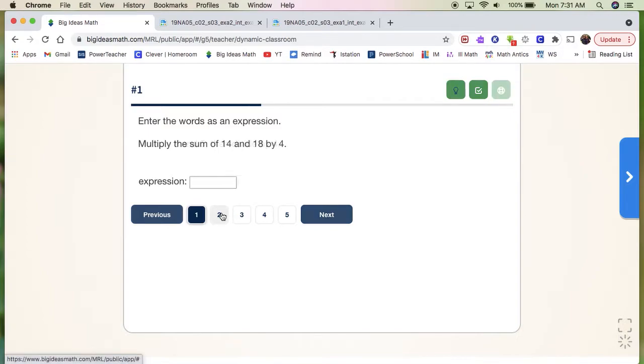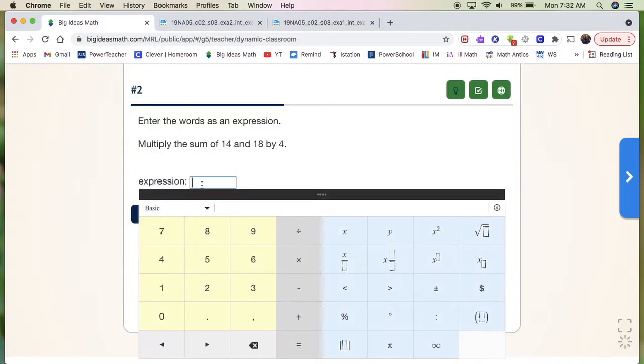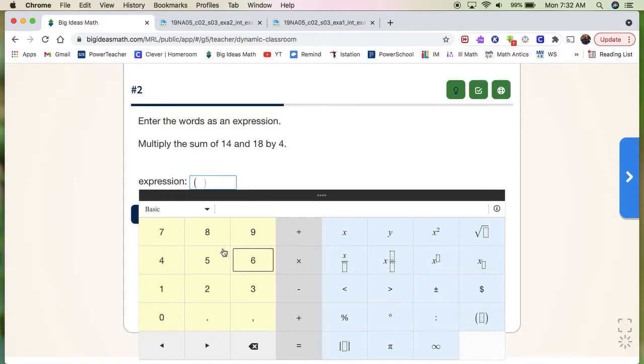Let's try the next one. It says multiply the sum of 14 and 18 by 4. So it starts off with, it says multiply, but we're going to multiply the sum of 14 and 18 by 4. So what we need to do is get the sum of 14 and 18. Sum means add. And we're going to multiply that times 4.